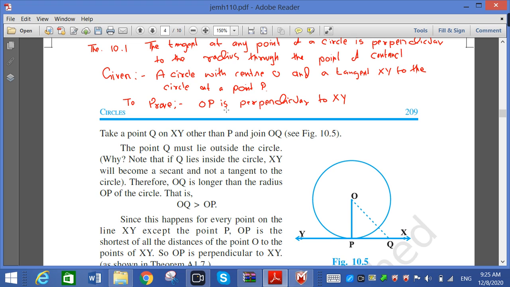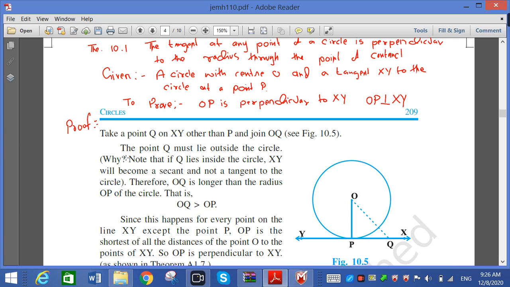What we have to prove? OP is perpendicular to XY. That we have to prove. So we start from here. Now the proof. That is our proof.